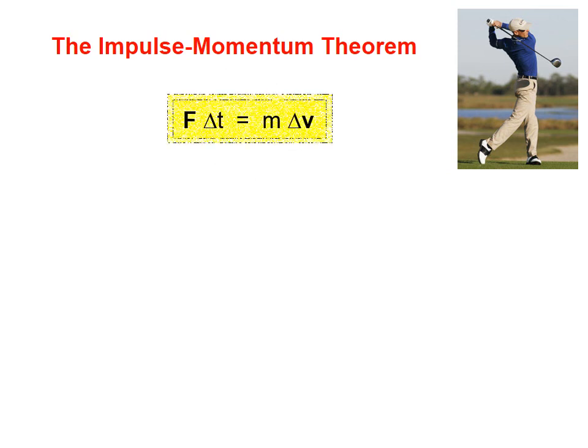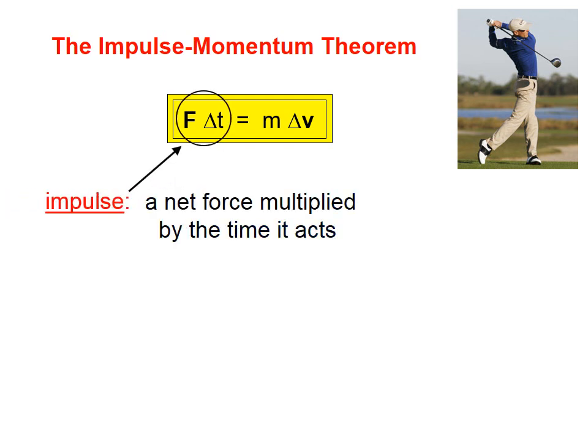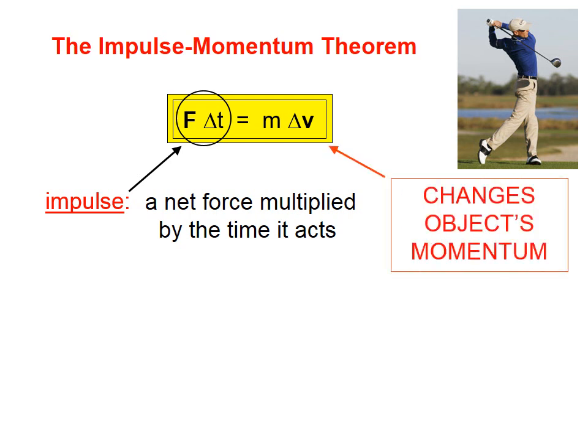The impulse momentum theorem is an equation. F times delta t is equal to m times delta v. This left portion of the equation is called the impulse. And the impulse is a net force multiplied by the time over which it acts. An impulse will change the object's momentum. The impulse is equal to the change in momentum. That's the impulse momentum theorem.